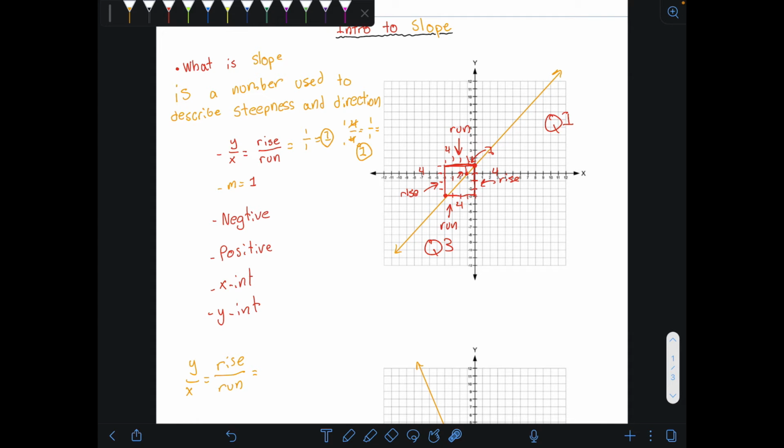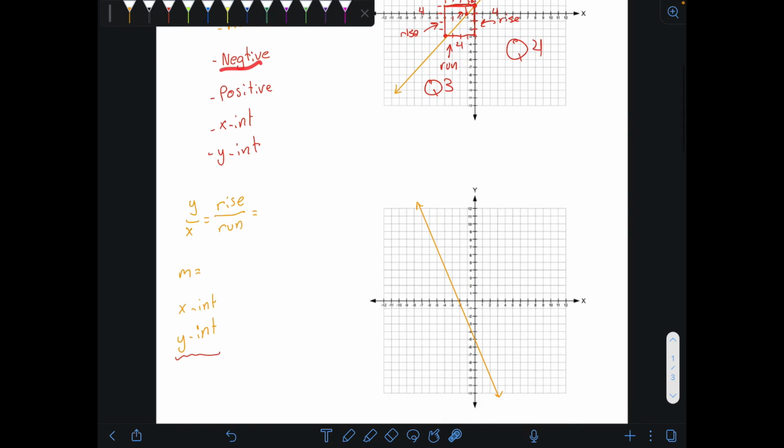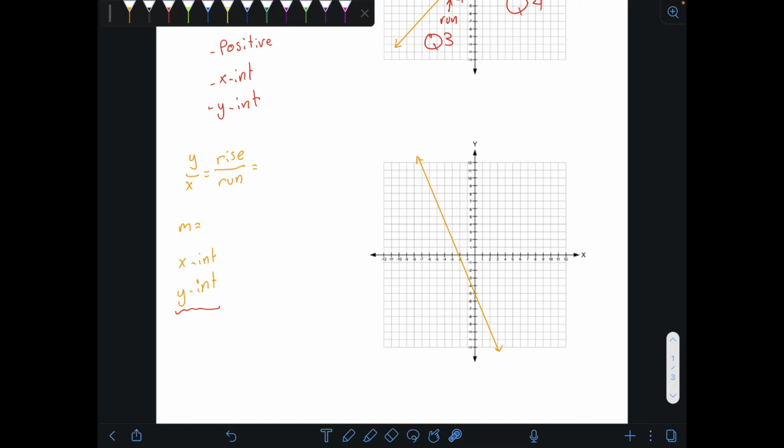Now, any line going from quadrant 2 to quadrant 4 is going to be negative. So this line is positive, and a line like this would be negative. And we have an example line as such right below here. It is going from our second quadrant to our fourth quadrant. It is going across. So this line is negative.